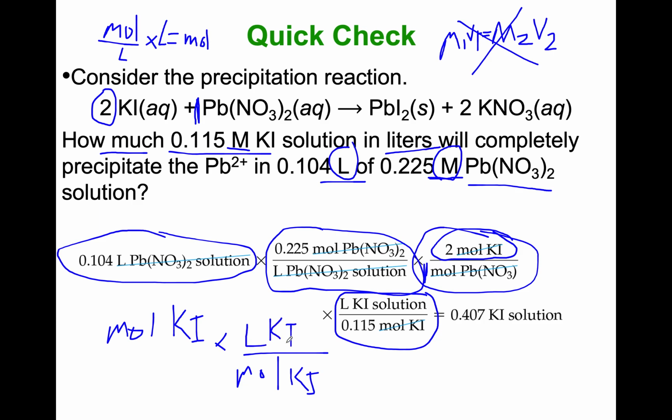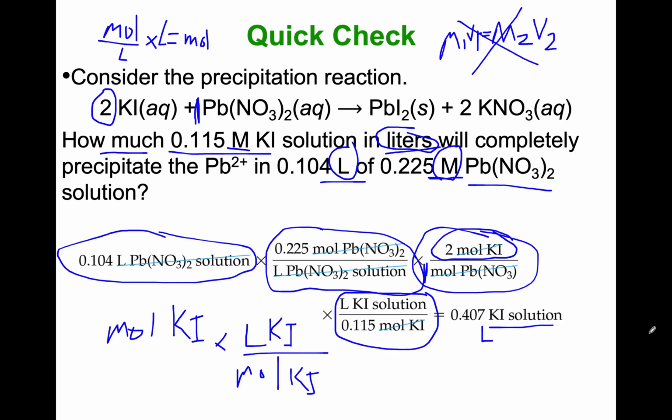So let me just double check this one because some of these are coming through incorrect, the labels. So 0.104. Sorry, I didn't see this before. So the answer is correct, 0.407, but remember the question was asking for how much in liters, so it got dropped off here somehow. That's 0.407 liters of KI. That's what we're looking for here in this problem.